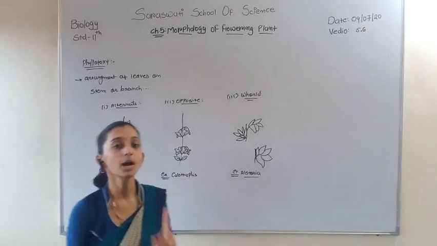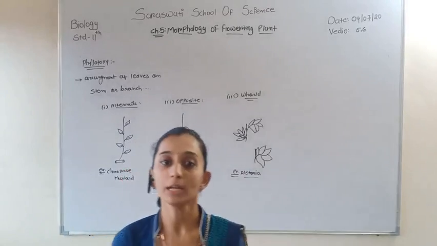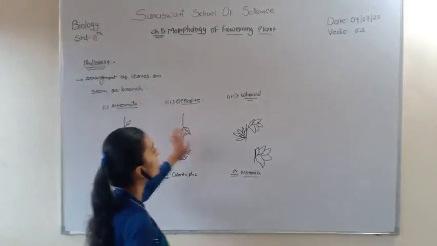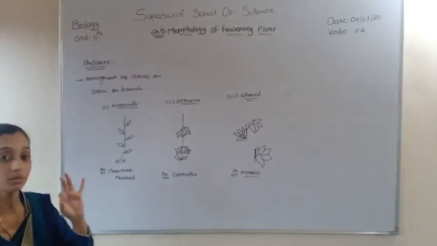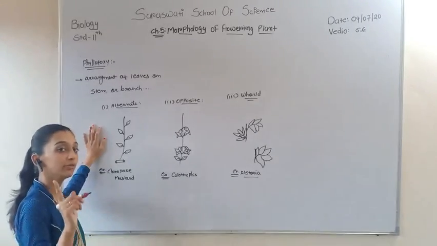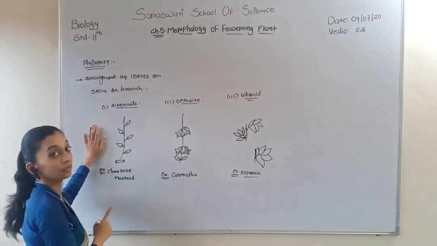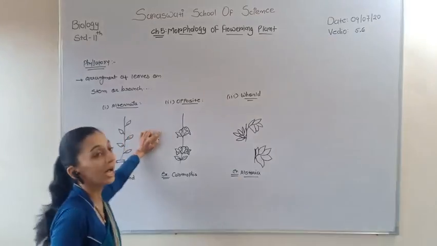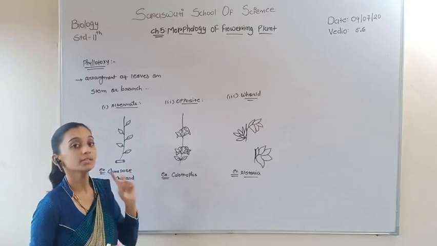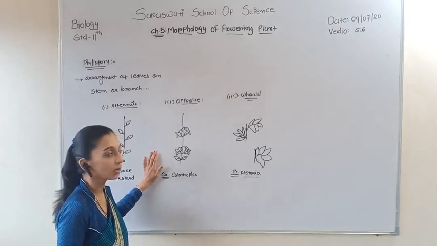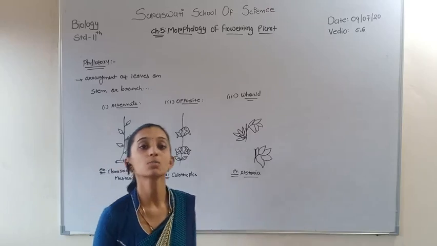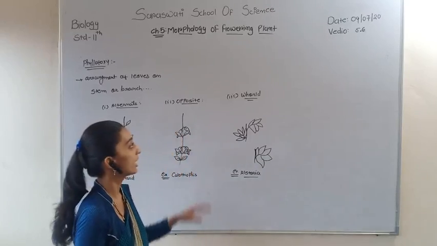So students, you have to remember the three types of phyllotaxy we have studied: alternate, opposite and whorled. If the leaves are arranged in an alternate manner and each node gives rise to only one leaf, it is known as alternate phyllotaxy. If the leaves arise in opposite directions to each other and each node gives rise to two leaves, it is known as opposite phyllotaxy. And the third is whorled phyllotaxy: each node gives rise to more than two leaves.